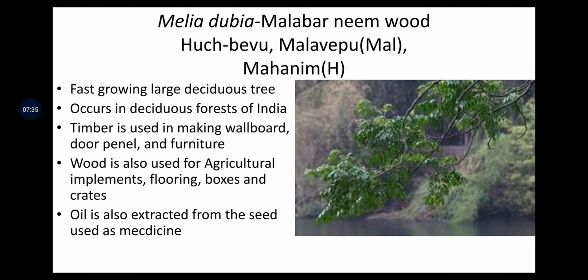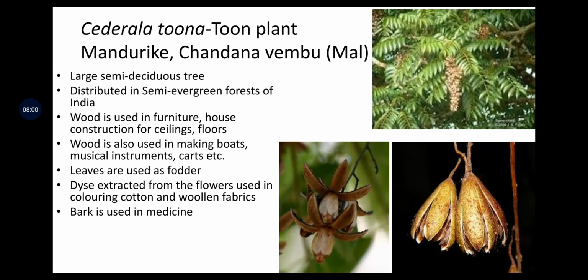Melia dubia, that is Malabar neem wood, Huchbevu, Malabevu or Mahanim. This is fast-growing large deciduous tree, occurs in deciduous forests in India. Timber is used for making wallboard, door panel and furniture. Wood is also used for agriculture implements, flooring, boxes and crates. Oil extracted from the seed is used as medicine.